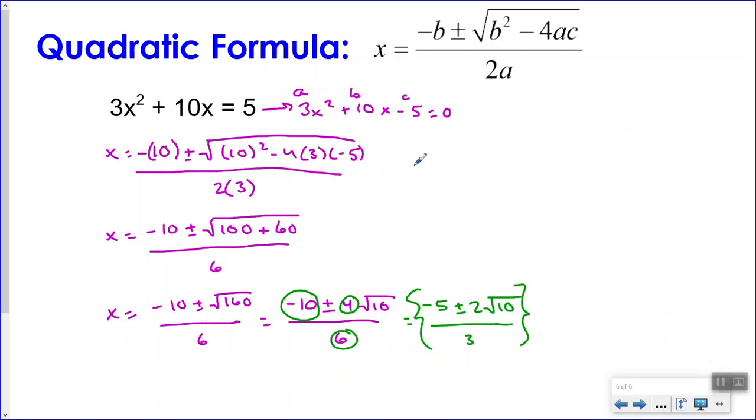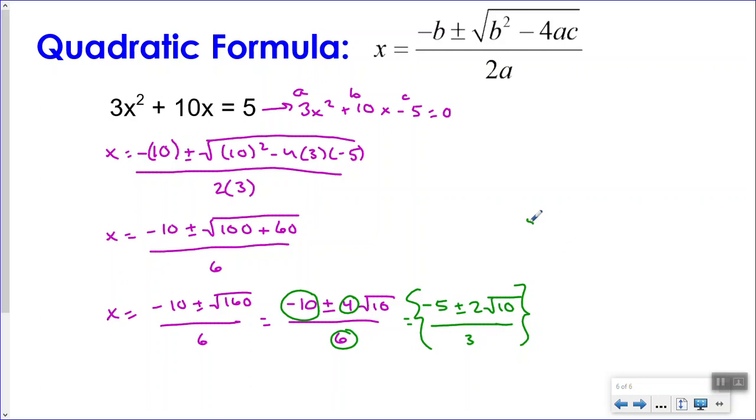Alright, for this one, we again start by moving that 5 over so we have a 0 on the other side of our equal sign. Then we substitute all our values in, and we get negative 10 plus or minus the square root of 100 plus 60. So inside the radical we're going to get 160, which we can reduce to 4 root 10. We also have negative 10 in the numerator and a 6 in the denominator. These three numbers are divisible by 2, and since all three of them have that common factor, I'm allowed to take that out and reduce. And we end up with negative 5 plus or minus 2 root 10 over 3. And that would be our final answer.